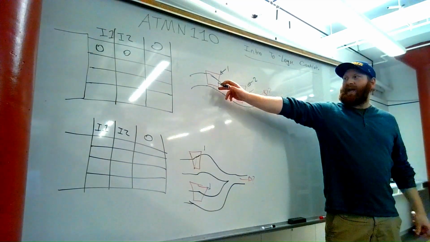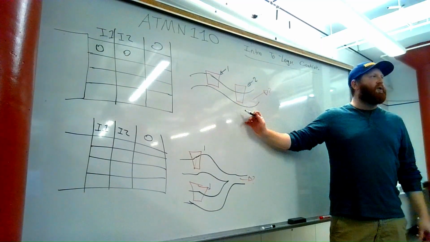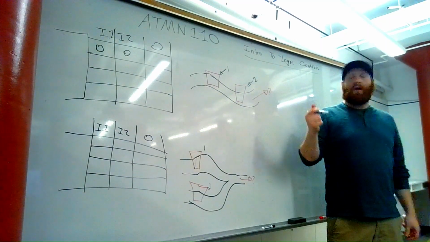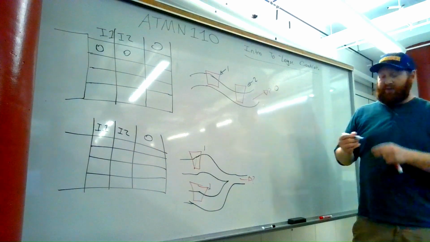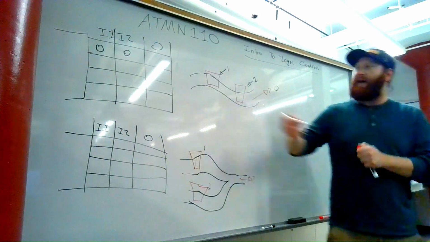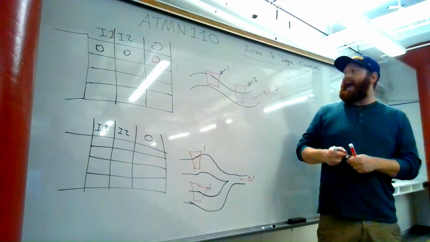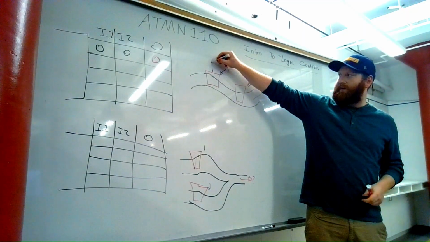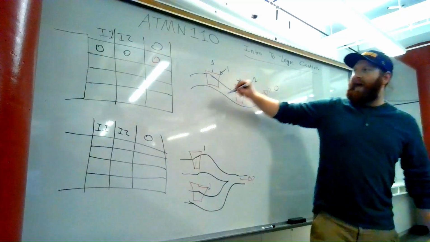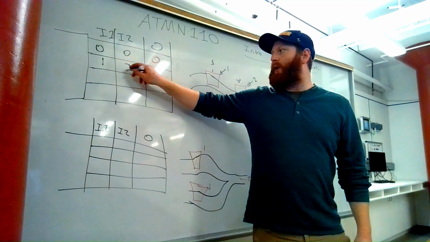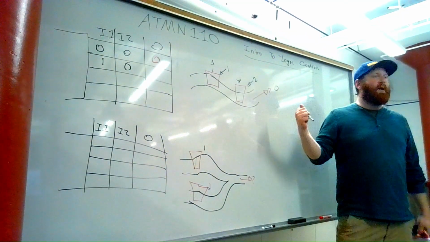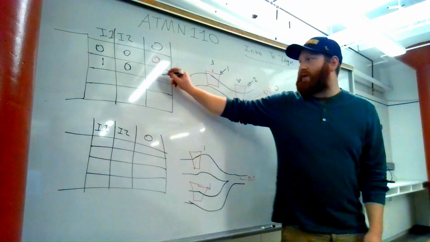So if this one is at 0, it's closed. And this one's at 0, it's closed. Do we have any water flow? No. So then it would be 0. So if we got 0, 0, then we have 0. All right? Now what if I have this one up and this one down? So we have 1, 0. Will we have flow at the end? No, because this one's blocking it, right? So that's going to be 0.